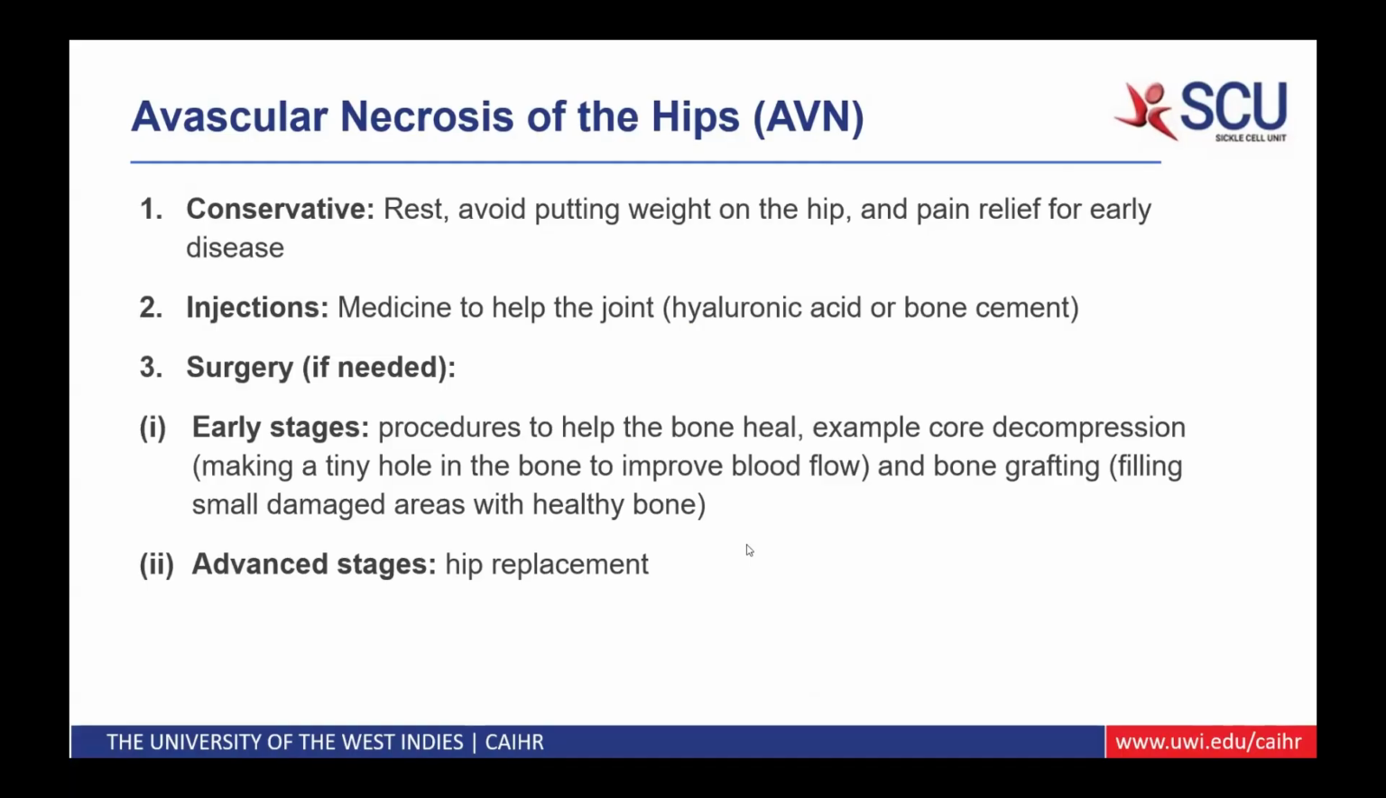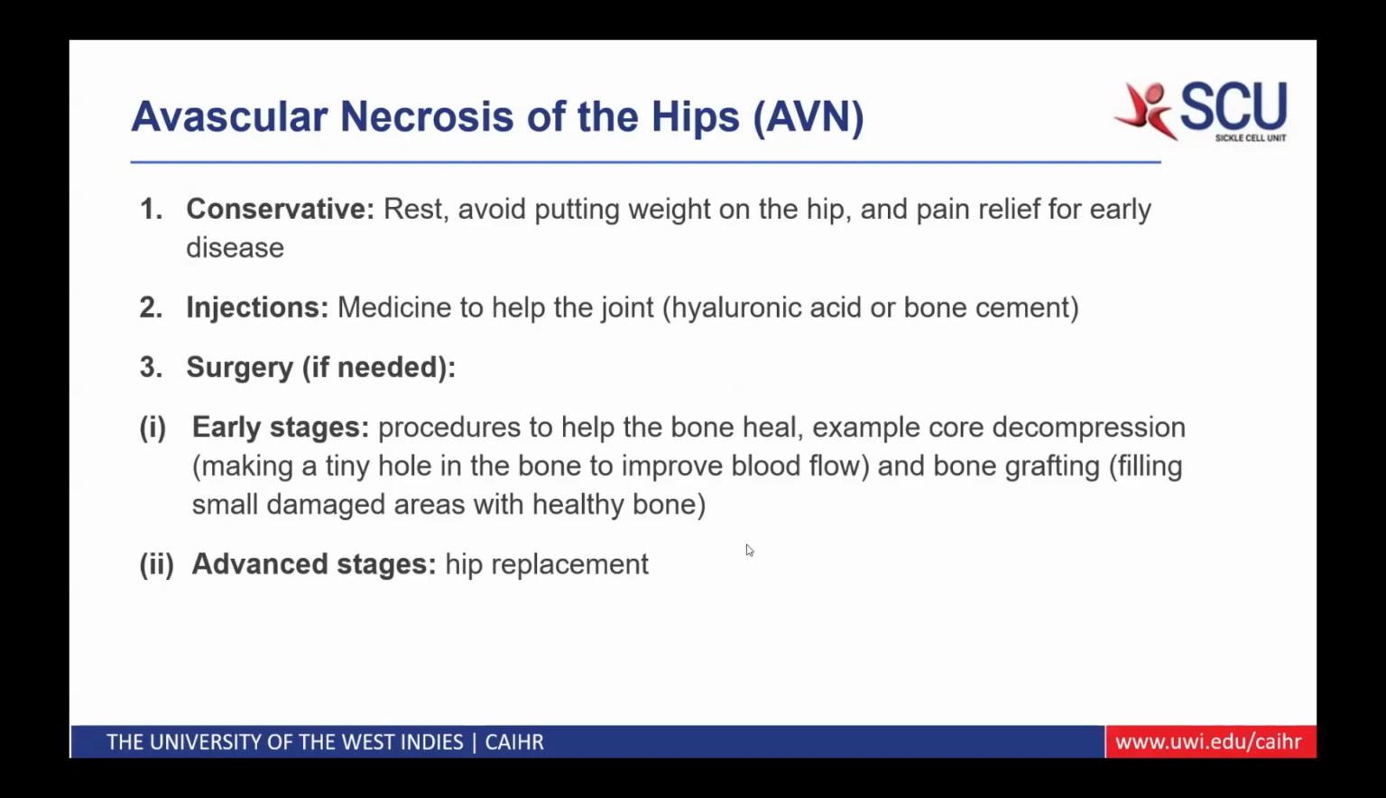So the treatment definitely depends on how severe it is. Initially, we definitely want to try things like resting it, avoiding putting weight on the hip as much as possible, and different medications for pain relief. Sometimes we can think about doing injections as well that can help the joint, so things like bone cement. But over time, if it progresses, which very often does happen, we need to think about surgery.